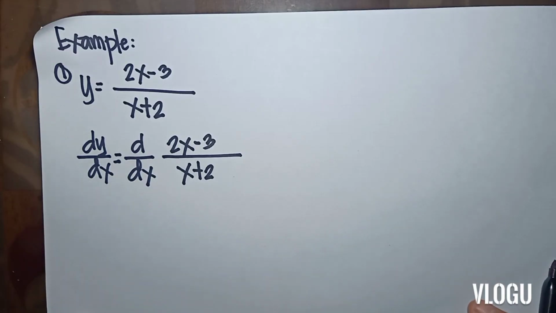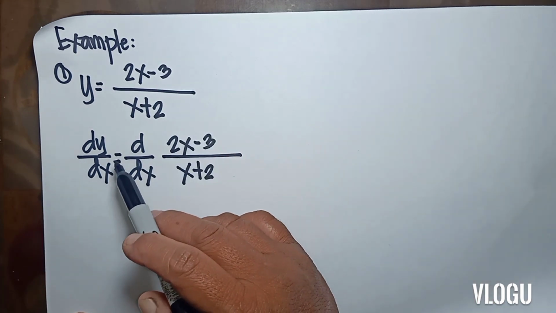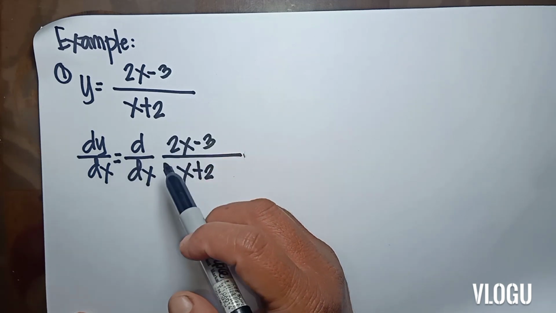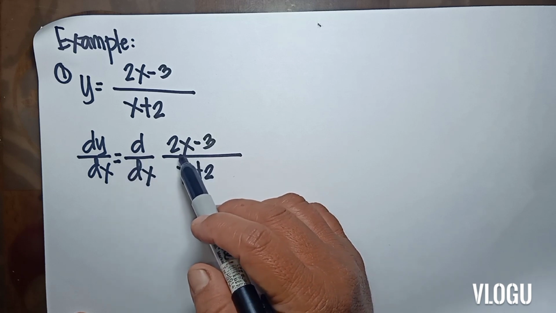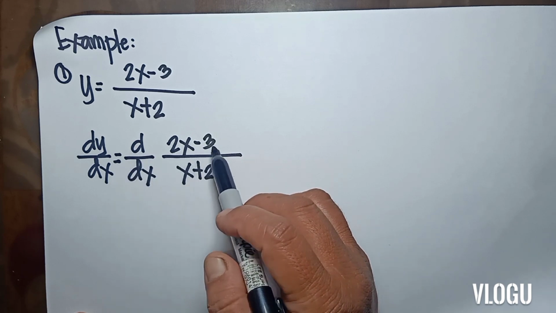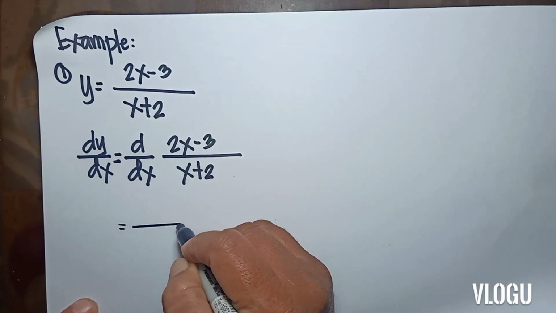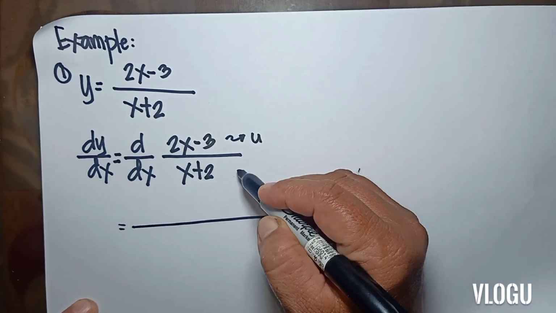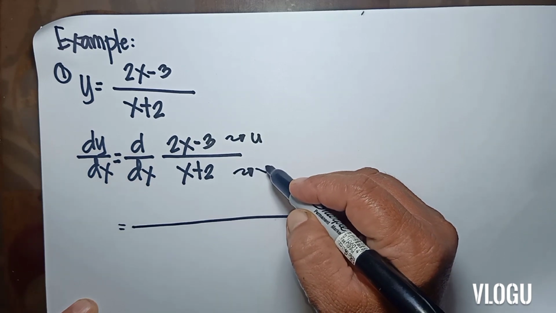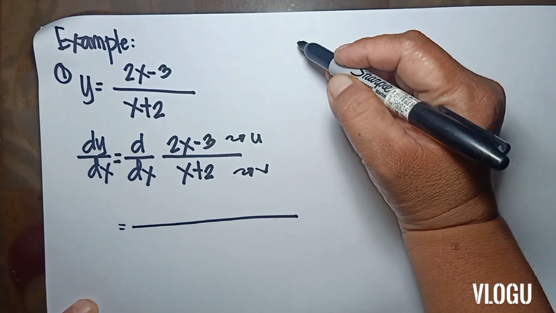Okay, the first example is y is equal to 2x minus 3 over x plus 2. So this is a derivative of a quotient. We will have dy dx is equal to d dx of 2x minus 3 over x plus 2. So the first step here: this is our u, and this is our v.